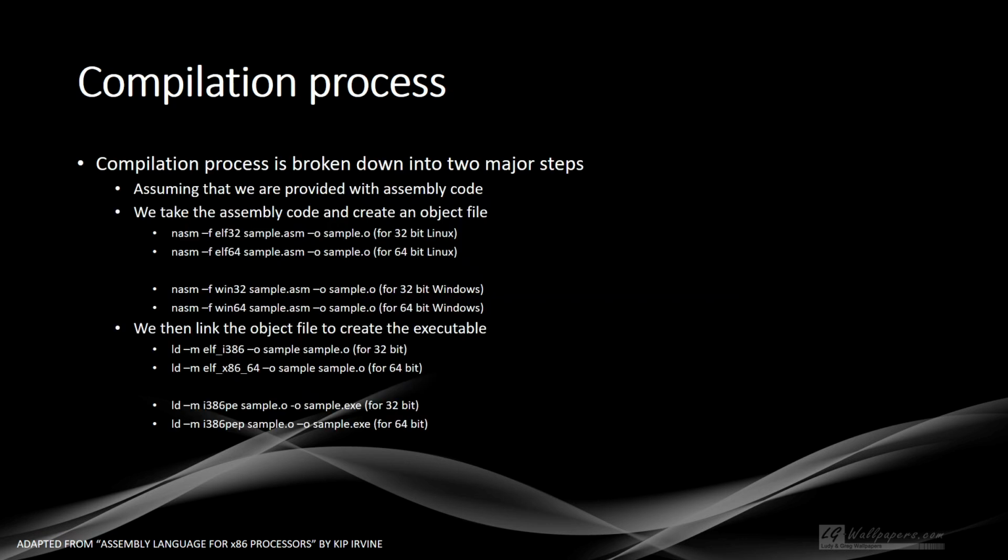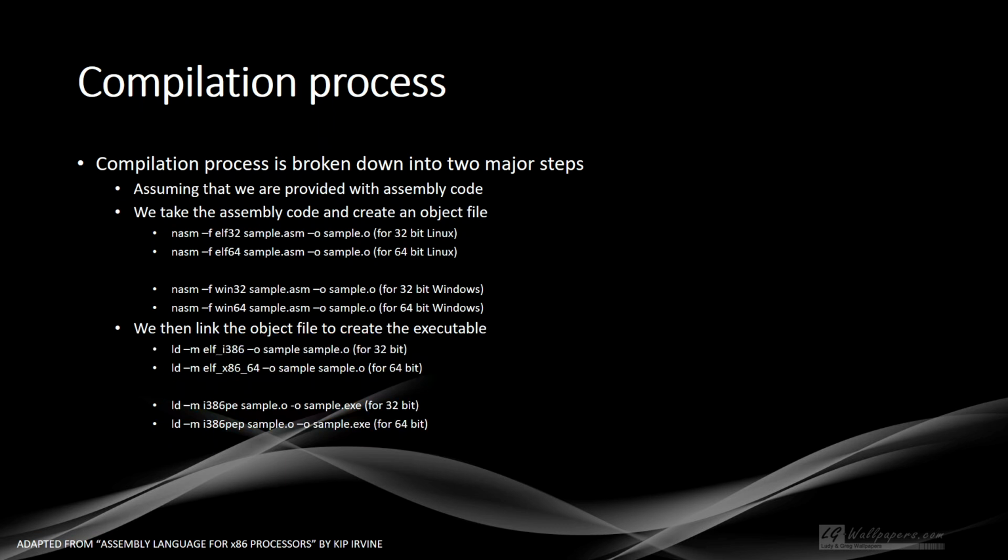Alright, so when it comes to the compilation process, it is actually broken down into two major steps. First off, we are assuming that we have been provided with the assembly code. We have the ASM file. So now what we do, we take the ASM file and we first convert it to an object file, and then we link that object file to actually create the executable.